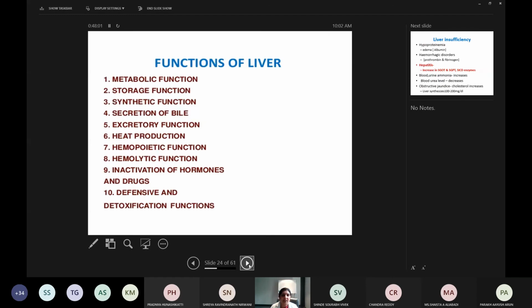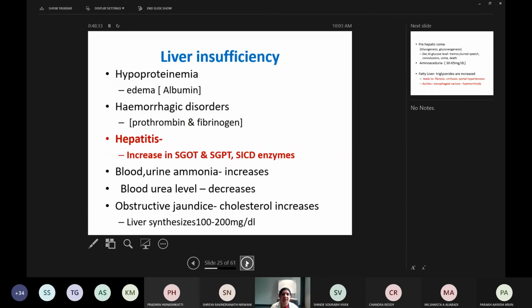Then here again, just to tell you the applied aspect, if we list it properly, there are 10 functions of the liver: metabolic function, storage function, synthetic function, excretory function, heat production, that is thermoregulation also, then hemopoietic function, hemolytic function, inactivation of hormones, drugs, chemicals, and defensive function, and detoxification function. So you can imagine how important the liver is.